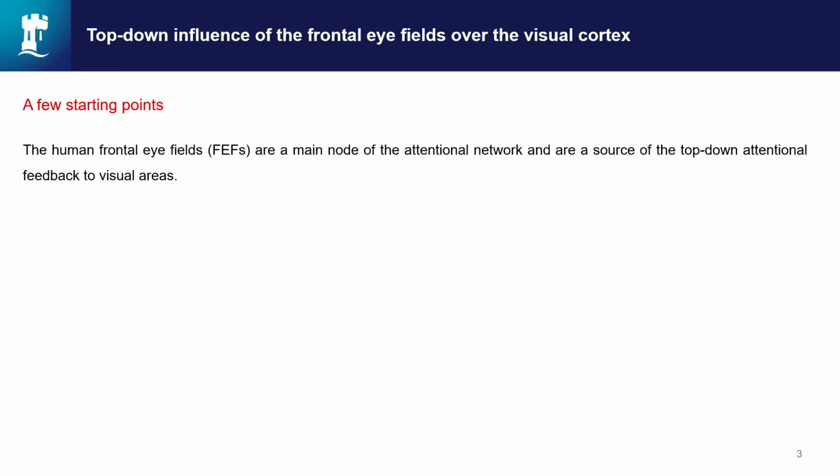So just a few starting points. I was particularly interested in this study to understand how an area, the frontal eye fields, which is a main node of the attentional network, can control the visual cortex. We know already from other studies that the frontal eye field is generating top-down attentional signals that are able to influence somehow the visual areas.